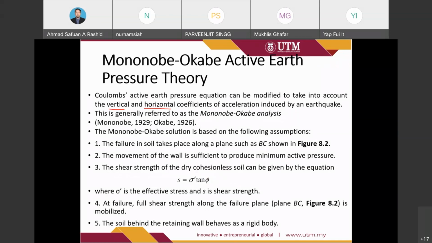So the movement of the wall is sufficient to produce minimum active pressure. The shear strength of the dry cohesionless soil can be given by the equation S = sigma prime tangent phi, where sigma prime is the effective stress and S is the shear strength. So at failure, full shear strength along the failure plane BC is mobilized.